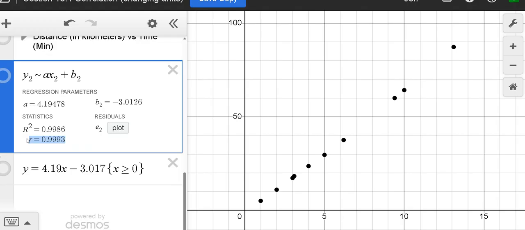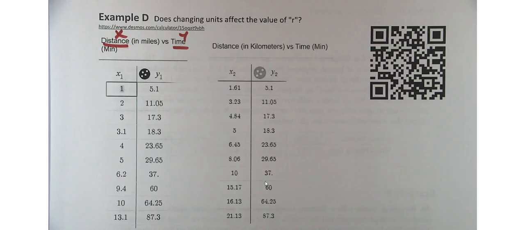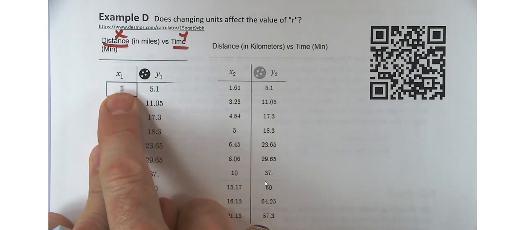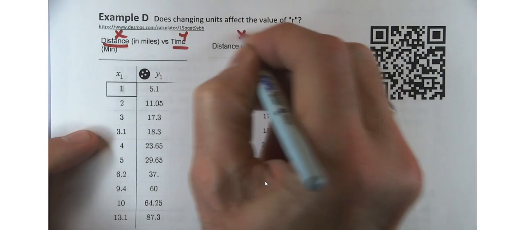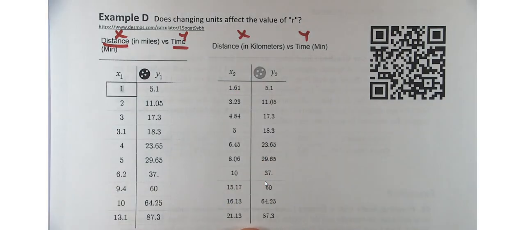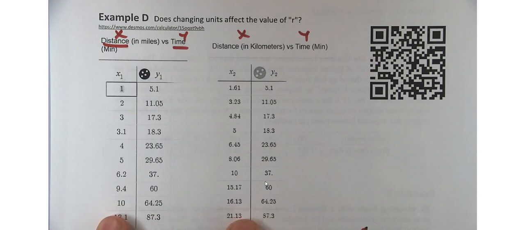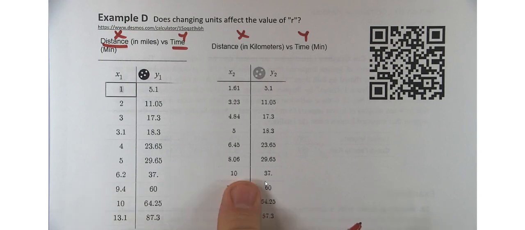That's almost perfect. That's just a hair underneath perfect. So not a surprise there. But what if somebody says, hey, I'm from Canada, I don't understand miles, and you convert from distance in miles to distance in kilometers. So this is your X and this is your Y. It's essentially the same Y values with different X values, but has changing these units made a difference to our linear correlation coefficient? No. Let's take a look.